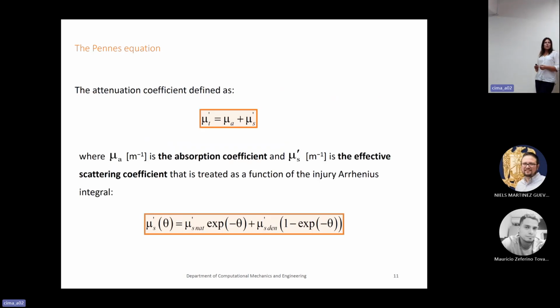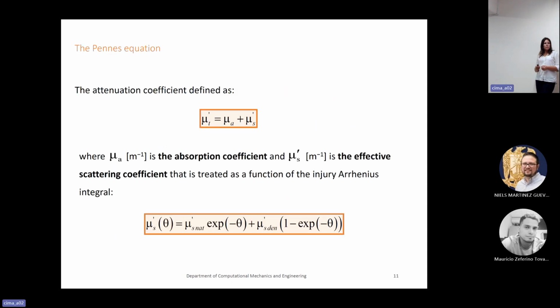Generally, the attenuation coefficient is a sum of the absorption coefficient and the effective scattering coefficient, and the second of them here defined can be a function of the integral. So why do we make all those parameters dependent on the Arrhenius integral? It's because the tissue is changing when it is getting hotter. At one point it is getting burnt, and then all parameters are being changed.